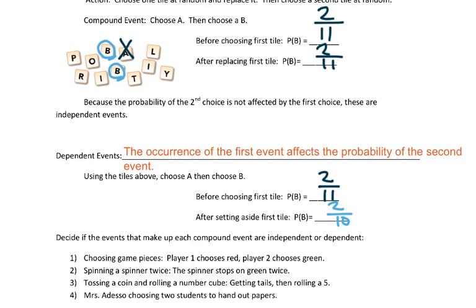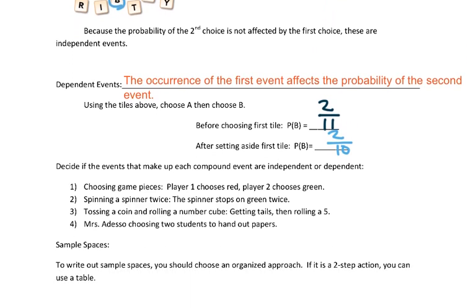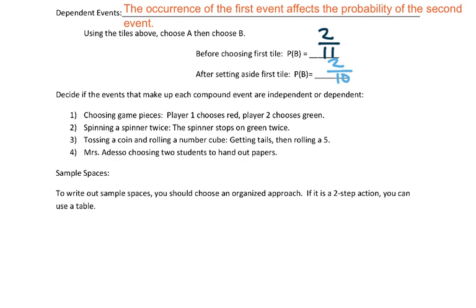So now it's your turn to try to figure out if each event is dependent or independent. So down here, numbers 1 through 4, you should try on your own. So write either dependent or independent next to each one. Pause the video right now to do that, and once you have completed those, resume the video.